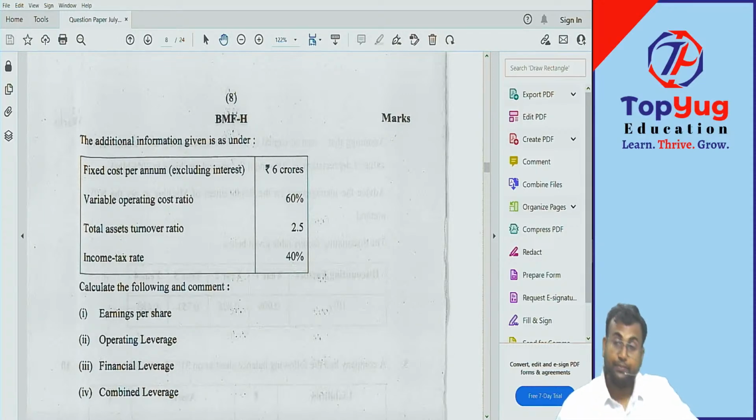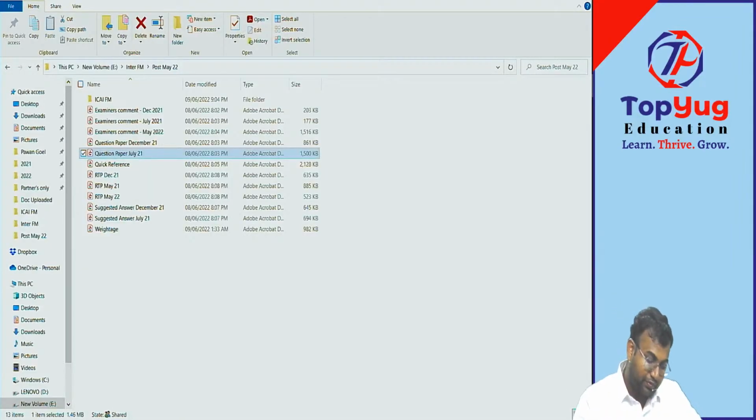Operating leverage is how much? 1.25. Then 24 crores minus interest, you calculated interest of 2.25 crores. So 24 divided by 21.75, how much is it? 1.103. Then combined 1.103 into... and then you will be able to find out EPS, whatever minus taxes divided by number of outstanding shares. So let us build our confidence.